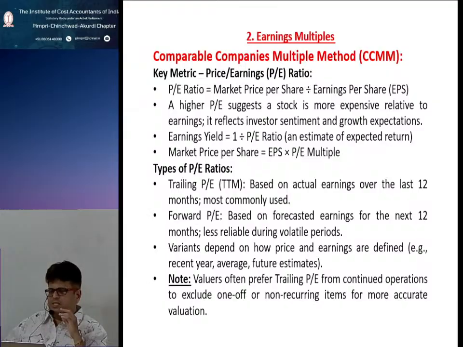So continuing with CCMM, we will see the key metrics. The first key metric that is looked upon for comparison is the price earnings ratio, popularly known as the PE ratio. PE ratio is equal to market price per share divided by earnings per share, or EPS. So a higher PE suggests a stock is more expensive relative to earnings.